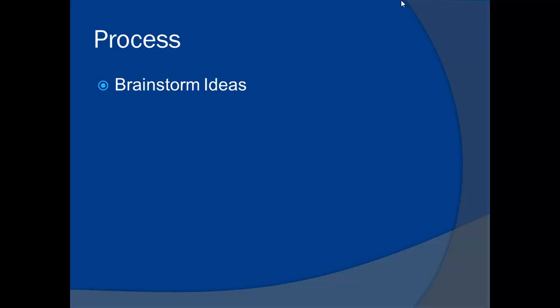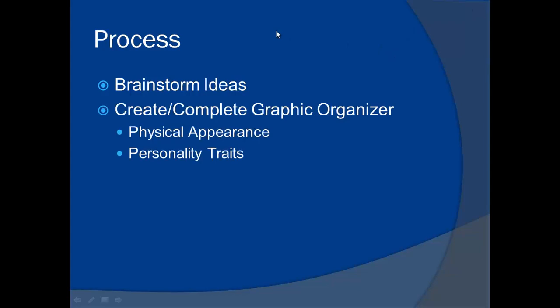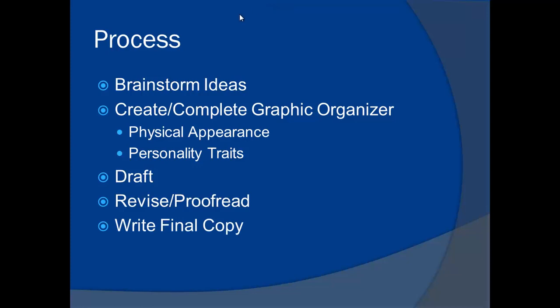The process for writing is very similar to the process for writing any type of writing that we've covered so far. The first thing you're going to want to do is brainstorm some ideas for possible topics. After you've brainstormed, either create your own or complete a graphic organizer that was provided to you. Whatever graphic organizer you use, you should really be focusing on details about physical appearance and personality traits of the character that you've chosen. Your next step in the process is to create a draft, then revise and proofread your draft in order to write your final copy. So what exactly should be in this character sketch?